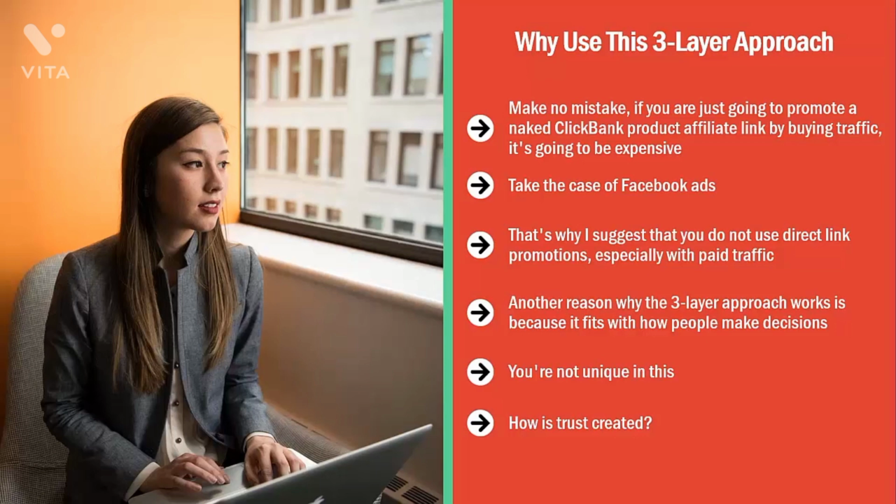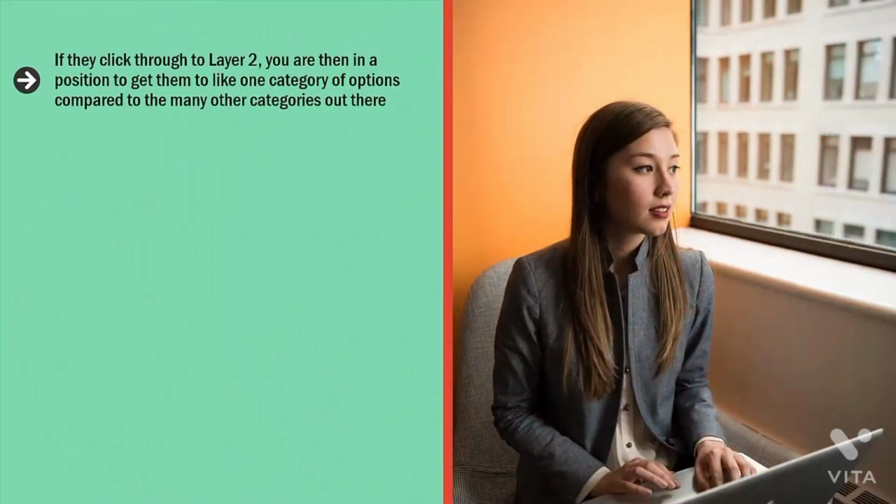This is precisely how the 3-layer content marketing approach I've described works. You start with content that gives the reader knowledge. Now they're not looking to become experts in the product category you are promoting. Instead, they just want to know if you understand where they're coming from. They just want to know if you are credible and authoritative enough to have a grasp of the problem they are struggling with. This content establishes your authority. If they click through to layer 2, you are then in a position to get them to like one category of options compared to the many other categories out there.